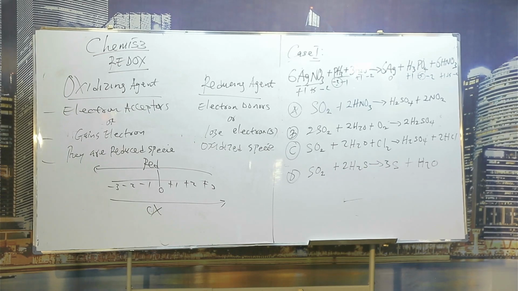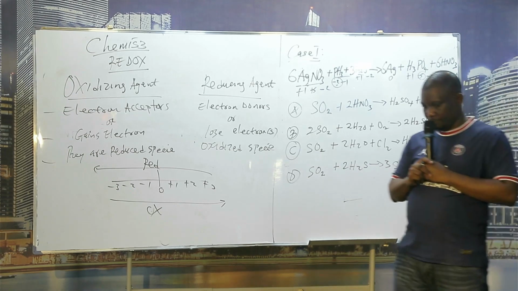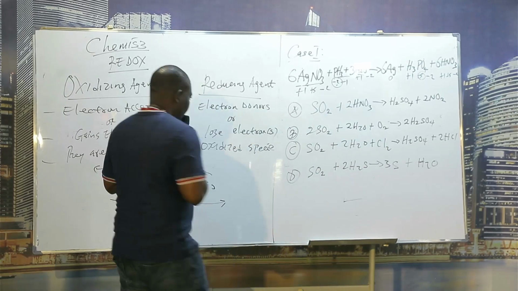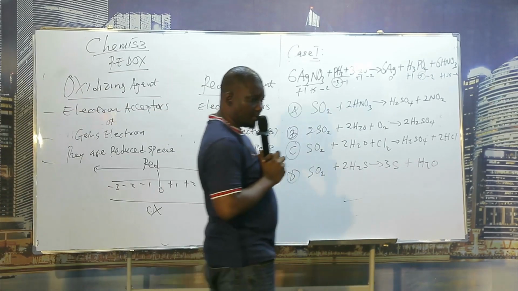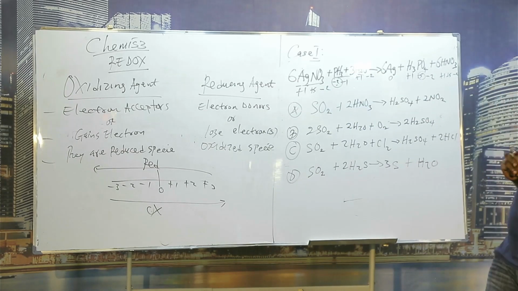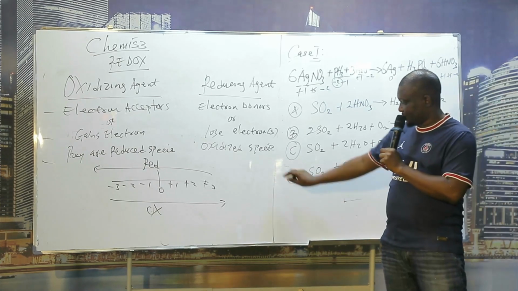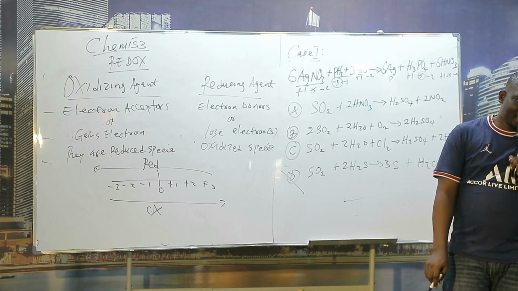Which of the reactions has shown that sulfur has oxidized? Oxidizing action of sulfur. The answer is B or D. Correct answer, D. How is it D?